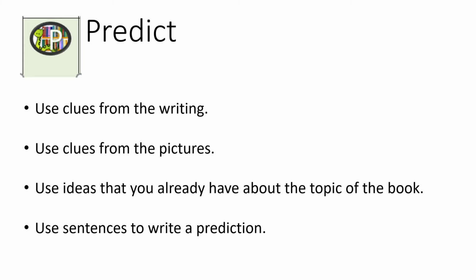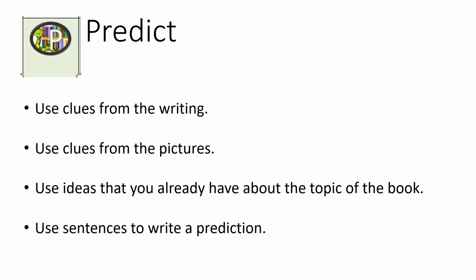So now we've answered some of those questions, we're going to look at the prediction side of things, which is the main thing we're going to look at today. So when we're predicting, we've got 4 things that we try to do. We use clues from the writing, we use clues from the pictures, we use ideas that we already have about what the book might be about, the topic of the book, and we use sentences to write a prediction.